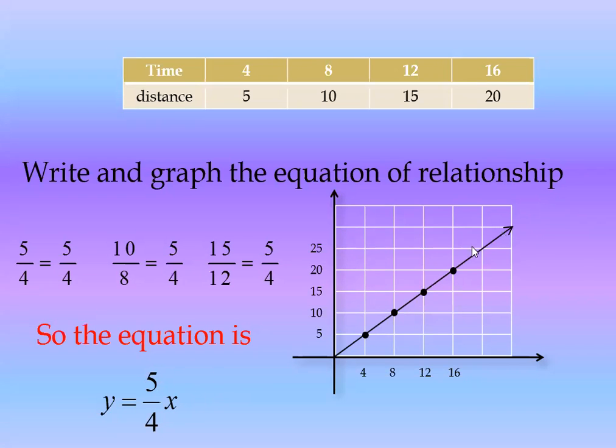So once you have the points, all of them lie on the same line and it's passing through the origin, so this one represents a proportional relationship. And here is how we can find the constant value, and then we write the equation.